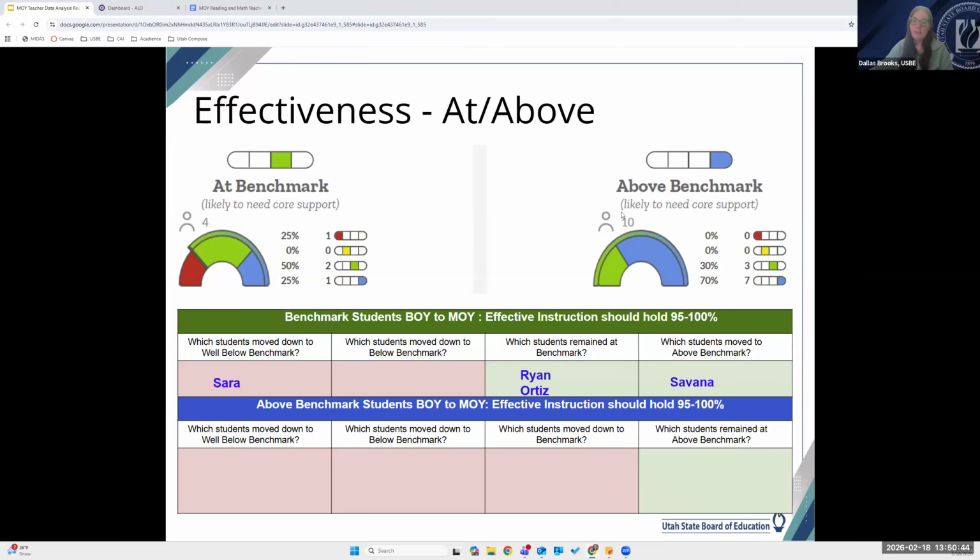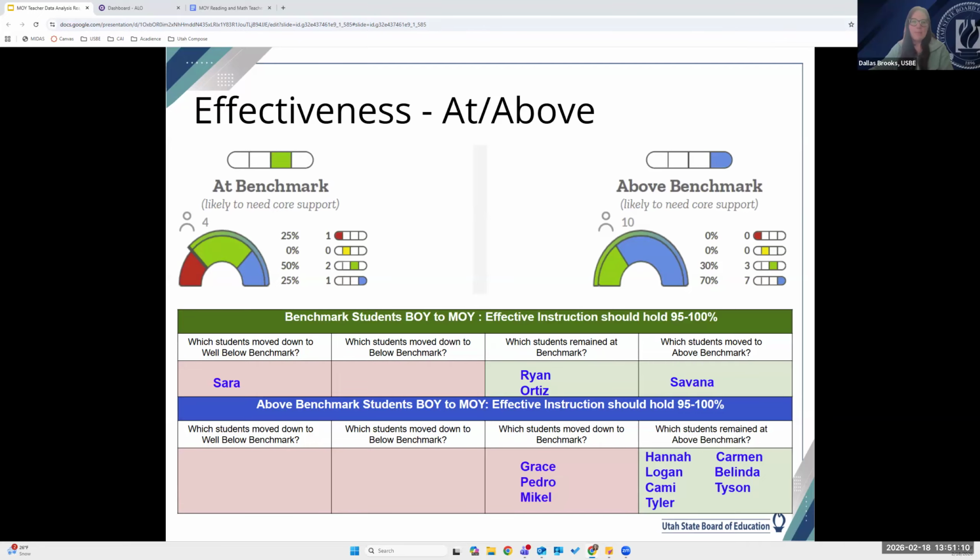Same thing with my blue students here. So I had 10 blue students at BOY. Three of them slipped down into that green. So those three, I'm probably going to want to take a closer look at what's happening with Grace, Pedro, and Mikkel here, because I don't want them to slip backwards. If they started blue, we should be able to keep them blue for the next benchmark. And then I did have 7 students who started blue and they stayed blue.